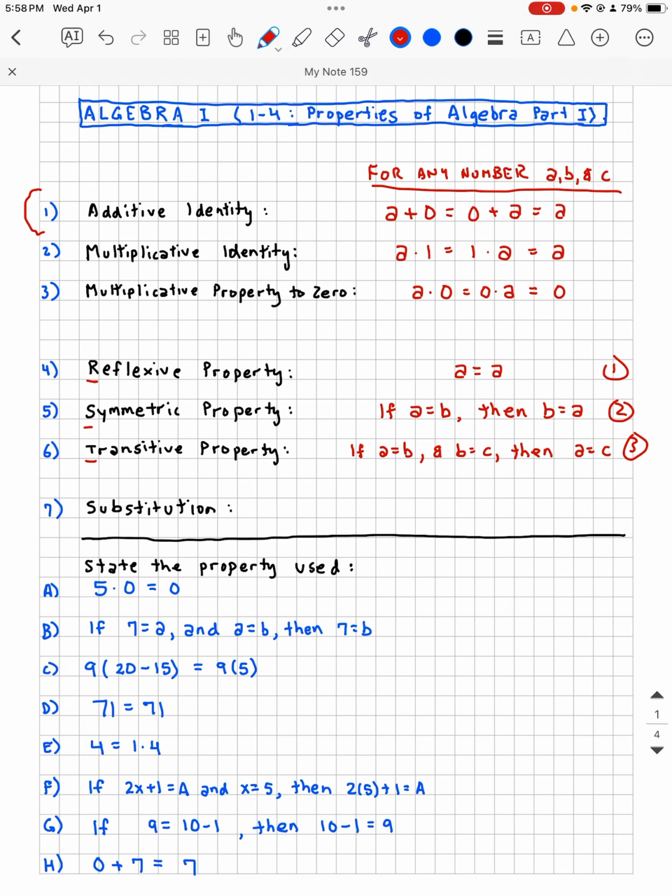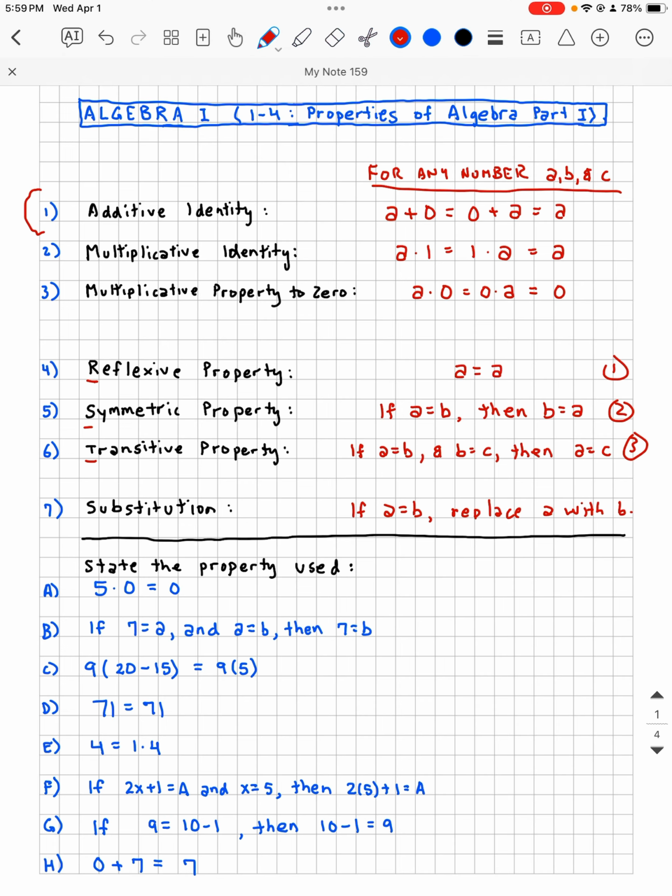And for the last one, the substitution property, it says that if you have a is equal to b, then you can replace a with b. That is the substitution property, and we'll use it so that you can see how it actually gets used in this case.